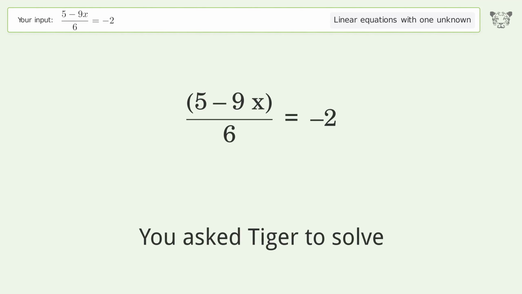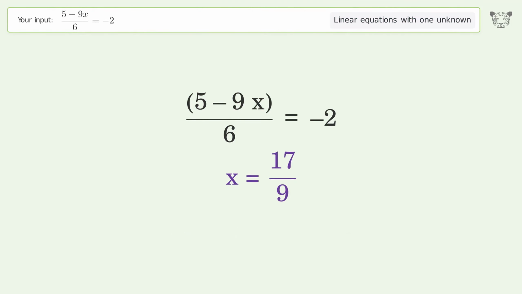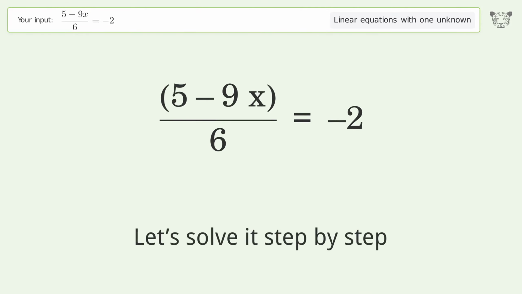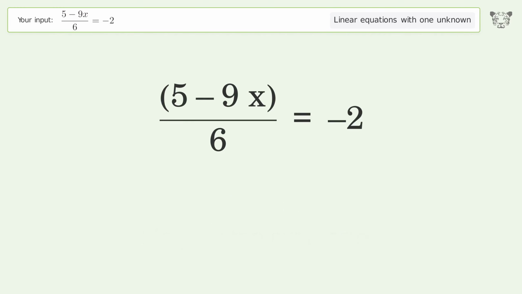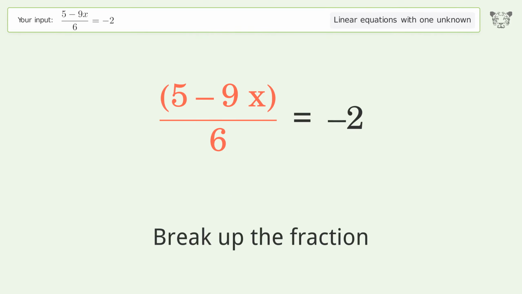You ask Tiger to solve. This deals with linear equations with one unknown. The final result is x equals 17/9. Let's solve it step by step. Simplify the expression. Break up the fraction.